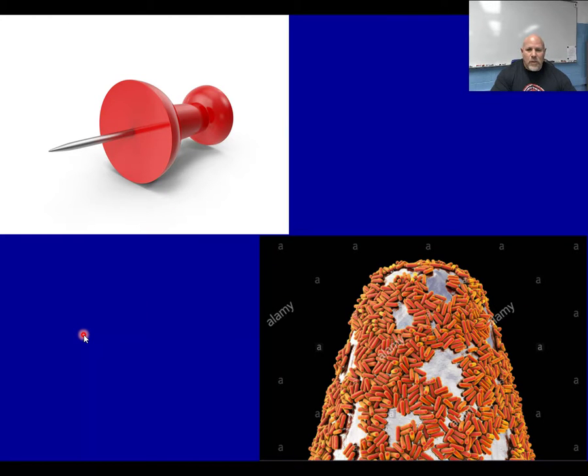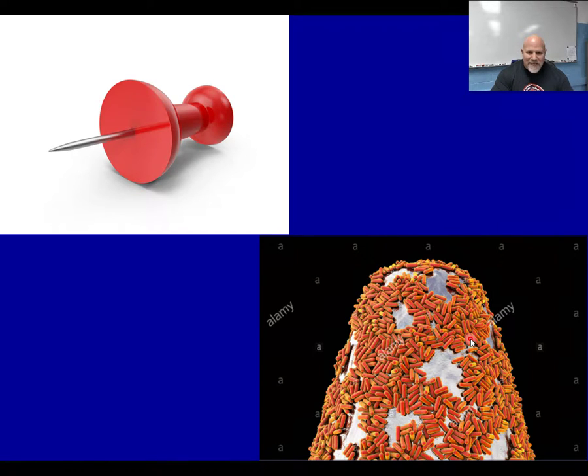Prokaryotic cells are way smaller than eukaryotic cells. This is a push pin, and you can see push pins come to a tip so that you can push them into the board. This is the tip of the push pin covered in bacteria. So you can see the size of the bacteria is very small.